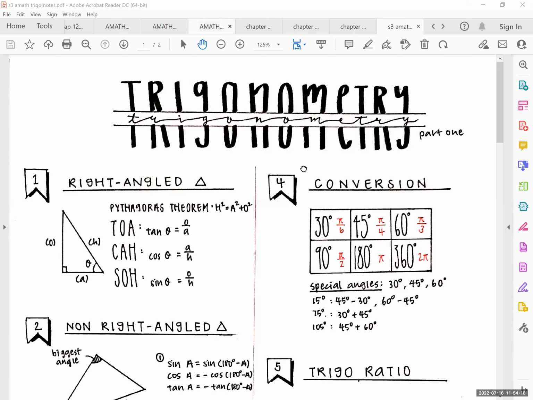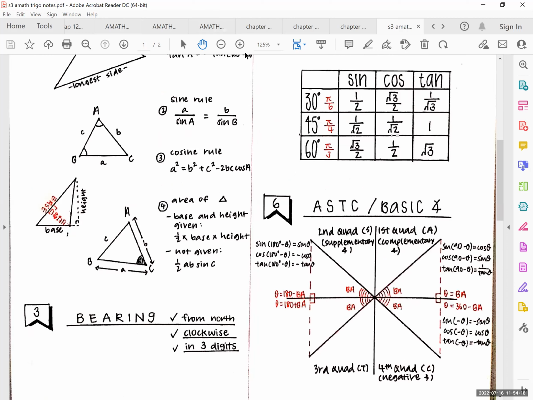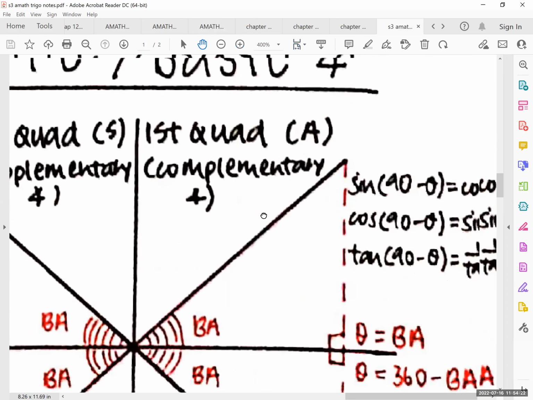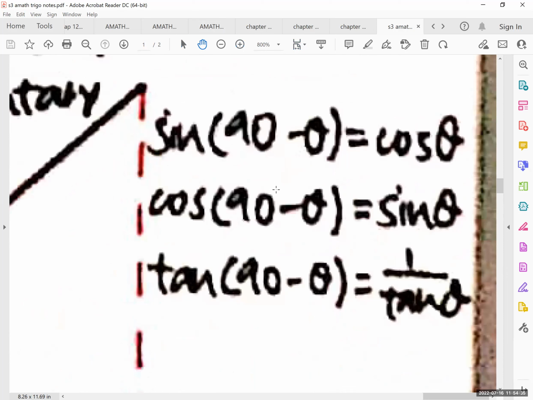Where is it in the notes? So right now, I want you all to take a highlighter and highlight this. This is what you need to memorize. Complementary angle. So please make sure that your notes are not being cut off. If your notes are being cut off, please add on.